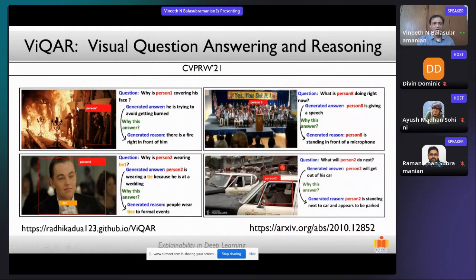This is on a task of visual question answering. You can see here that this is a visual scene that's presented to a model. And the question asked to the model is, why is person one covering his face? Our model generates an answer that says he's trying to avoid getting burnt. Now somebody could ask, why are you saying so? An explanation, a rationale. And then the model generates a human understandable language rationale, which says there's a fire right in front of him. Okay, so how do you do this for different kinds of data sets?